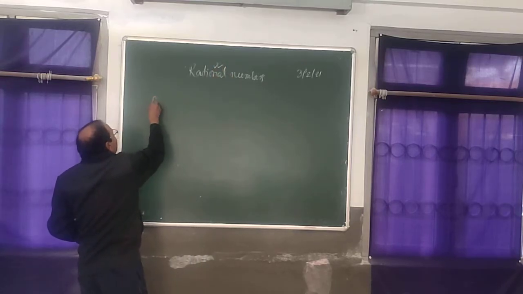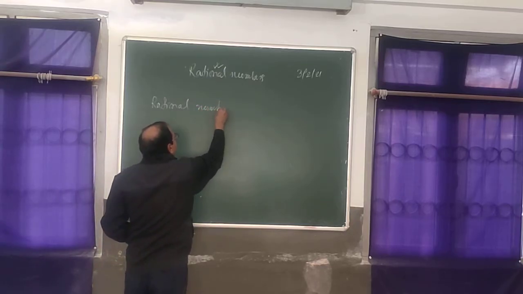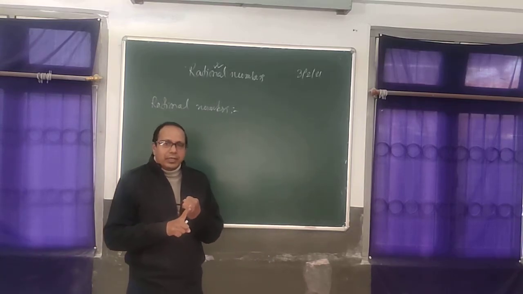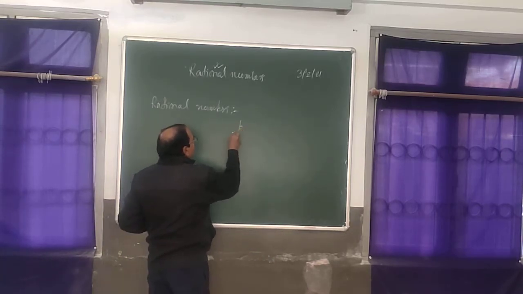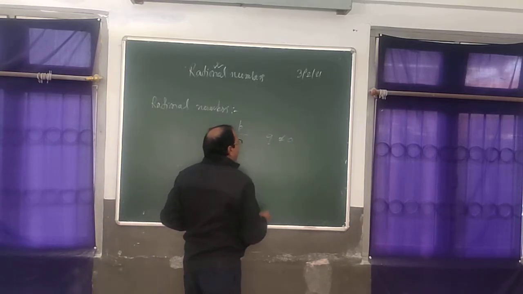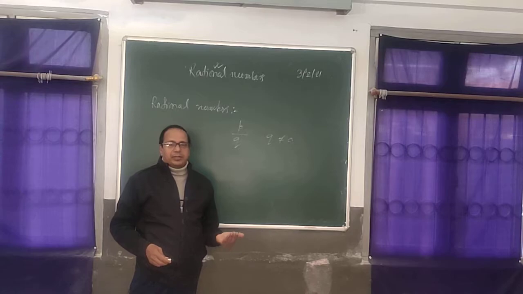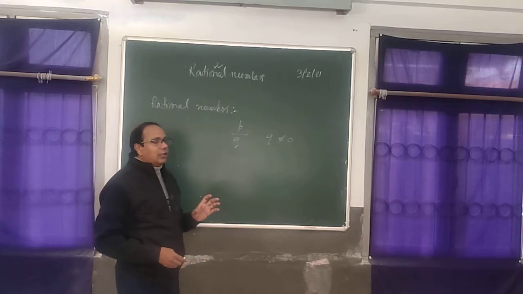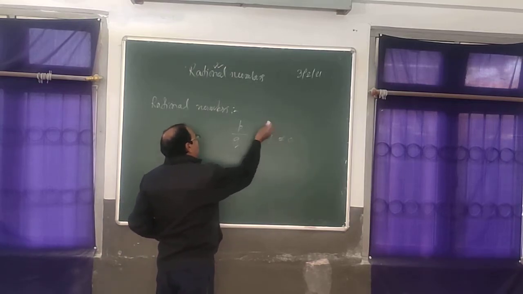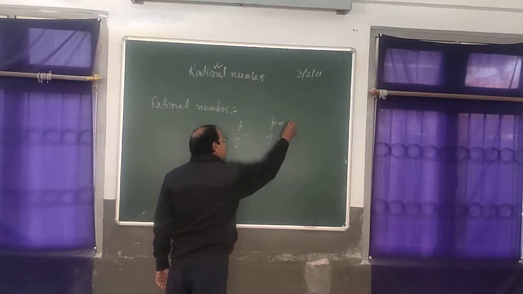Okay, so rational number includes everything. So what could be the definition of the rational number? The rational number can be written as p by q, where q is not equal to 0. If q is equal to 0, then it will be an indefinite number, meaning we cannot find the number. So except q equal to 0, any number can be a rational number. P can be 0, of course.